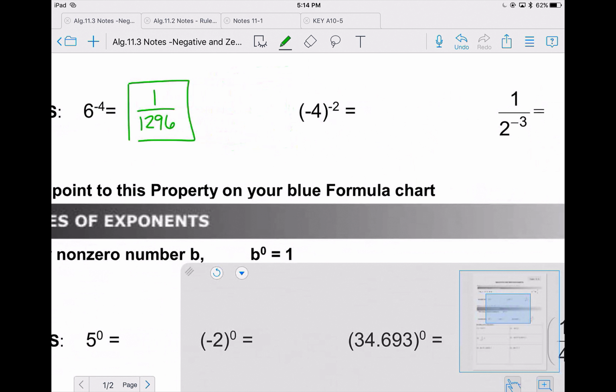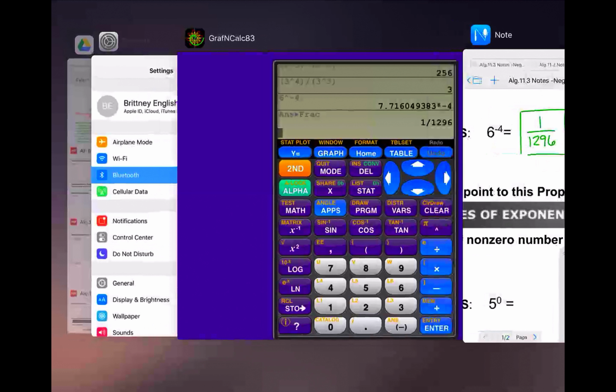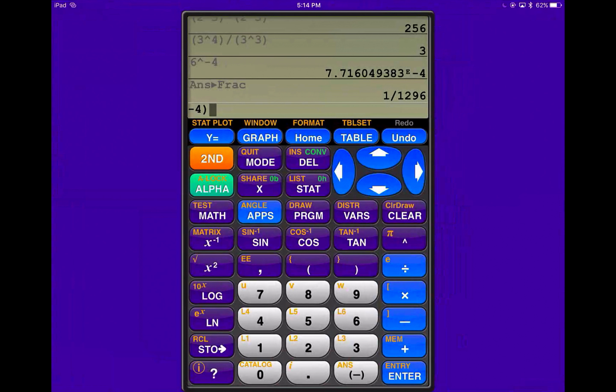The second one I'm going to put in exactly like I see it in my calculator. I have a negative 4 in parentheses, so I'm going to put that negative 4 fully in parentheses. And then it is being raised to the negative 2 power, so I put it in exactly like I see it. Math, enter, enter, and I get the fraction 1 over 16.